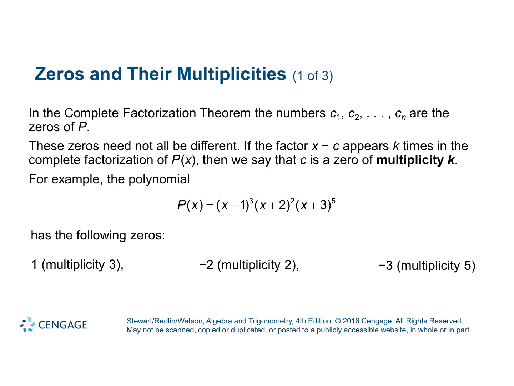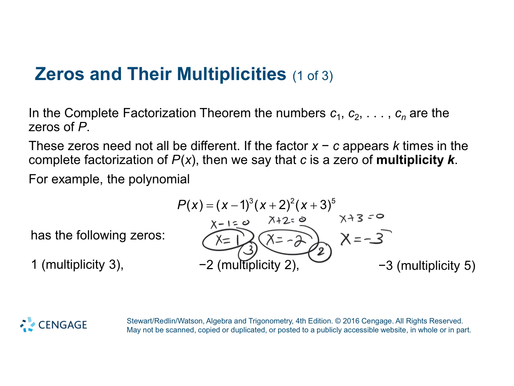So if we have p of x equals x minus 1 cubed, x plus 2 squared, and x plus 3 to the fifth, that means if I were to solve for these, x minus 1 equal to 0, we get x is equal to 1. This one is equal to 0, so we get x is equal to negative 2. And here we have x plus 3 is equal to 0, and we get x is equal to negative 3. That means this 1 has a multiplicity of 3, this negative 2 has a multiplicity of 2, and this negative 3 has a multiplicity of 5.